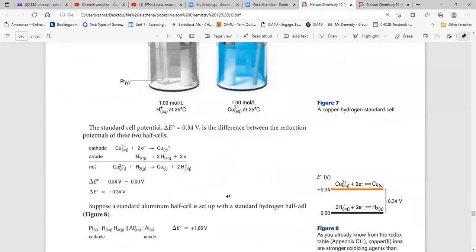Here you can see it written precisely. So Cu you have, H you have, this is your cathode, this is your anode. In the table, your cathode is 0.34. For hydrogen it is 0. If you look at the table and do the subtraction, then it's 0.34.